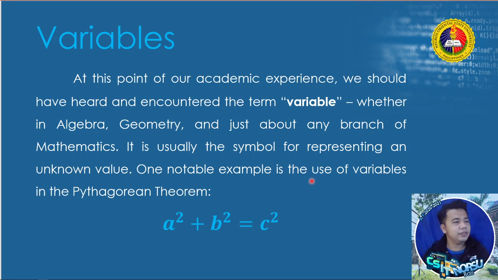At this point of our academic experience, we should have heard and encountered the term variable, whether in algebra, geometry, or just about any branch of mathematics. It is usually the symbol for representing an unknown value. One notable example is the use of variables in the Pythagorean theorem, which is a squared plus b squared equals c squared, where a, b, and c are the variables.